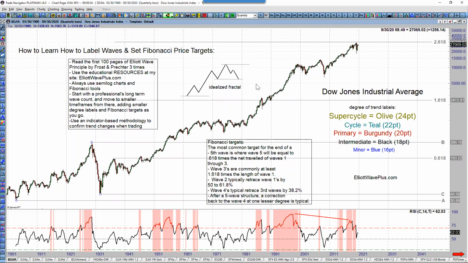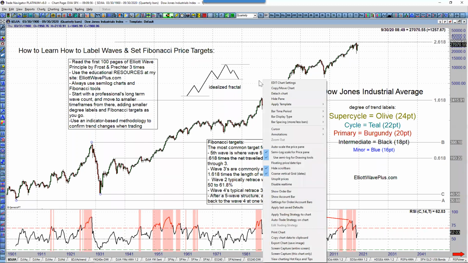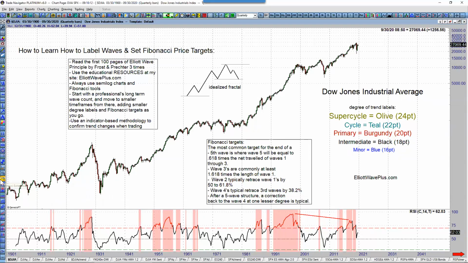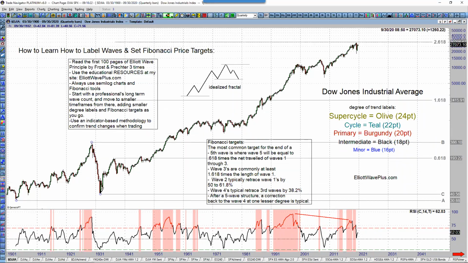But here's the real important thing about using semilog charts. I've got some Fibonacci price targets on this, and I'll just draw a new one for you. I'll delete the Fibonacci, and I'll draw a new one. Let's say I wanted to start at this low in 1904, and I wanted to draw a Fibonacci relationship tool. That is, I want to know if this is the length of wave 1, and this is wave 2, where are the typical targets for a wave 3?